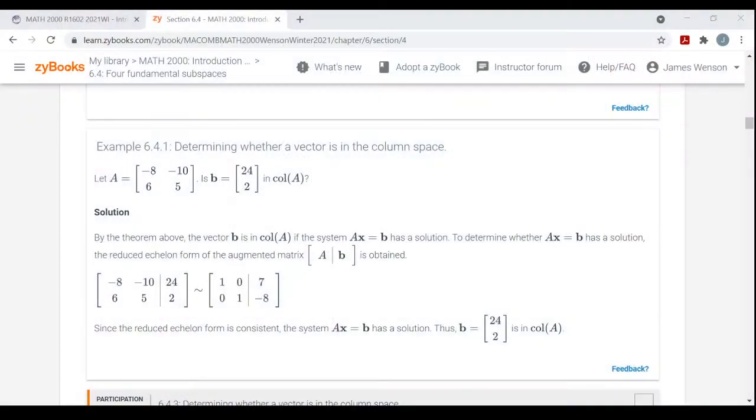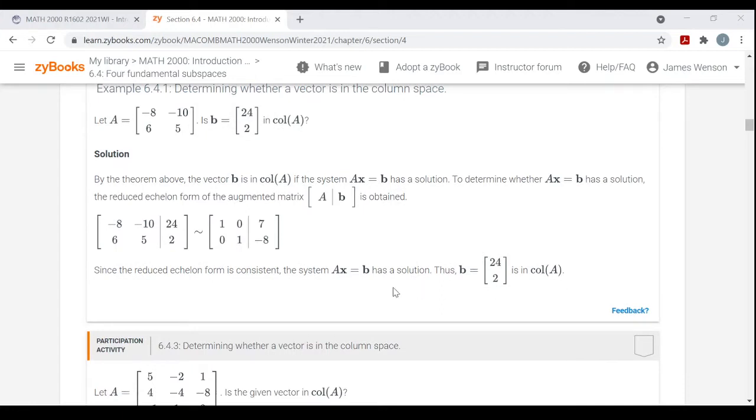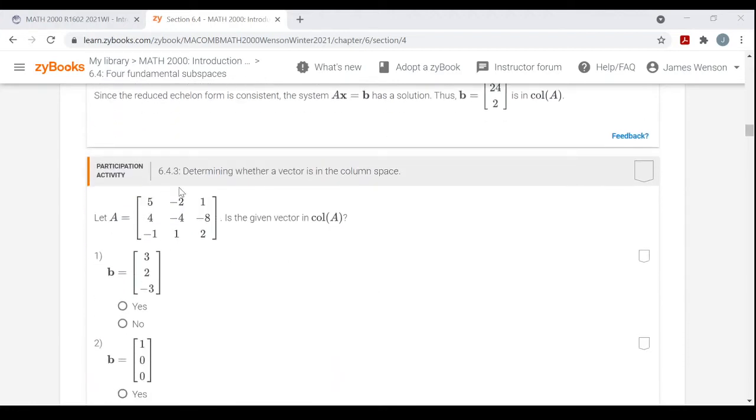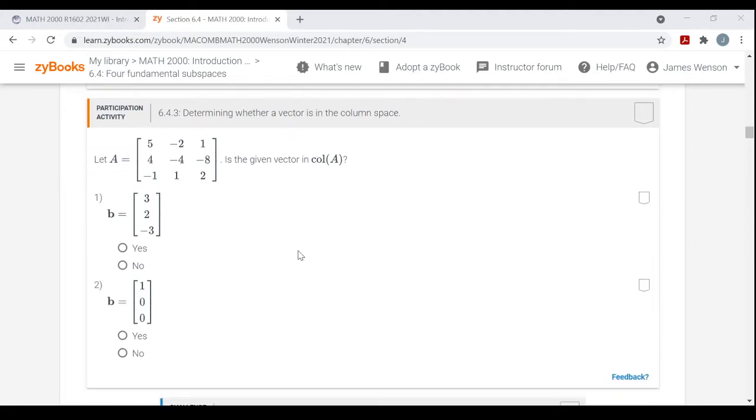Okay, so back to the page. Yeah, so it is in the column space. Again here's a matrix A. Now these are vectors from R3, right? Every column has 3 components. So the column space of this matrix, the span of these 3 vectors, would be a subspace of R3. And they're asking the same question as earlier. Is this vector B in the column space of A?